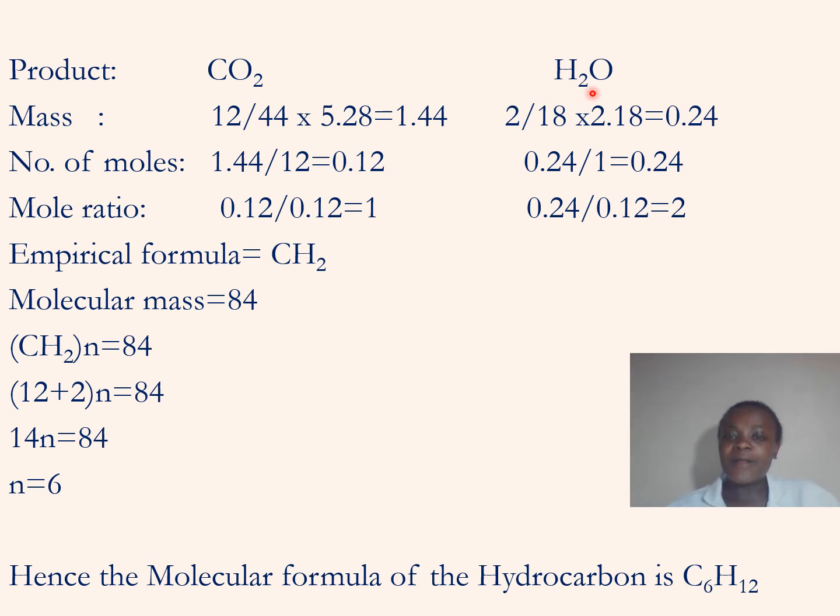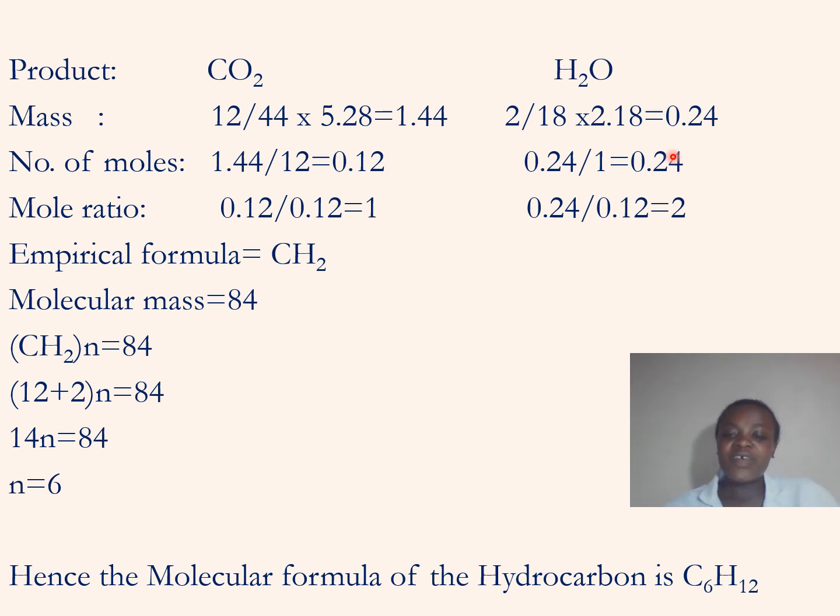Then come to water. We want to get the mass of hydrogen in this water here. So the mass of hydrogen is 2 out of the total mass of water, which is 18, multiplied by the mass of the water we are using here, which is 2.16. This one was giving us 0.24 grams, meaning the mass of hydrogen in this water was 0.24 grams.